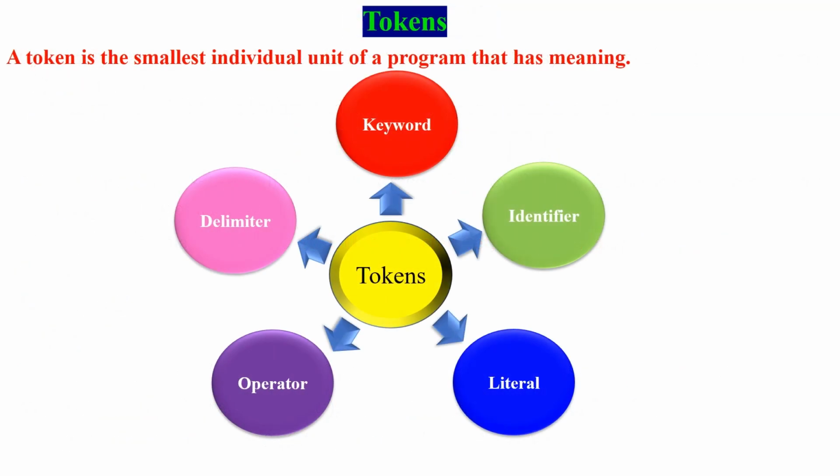The next basic element of Python is tokens. A token is the smallest individual unit of a program that has meaning. Python programs are made up of various types of tokens, which include identifiers, keywords, literals, operators and delimiters. Let's learn one by one.